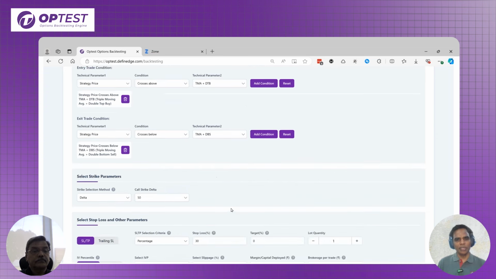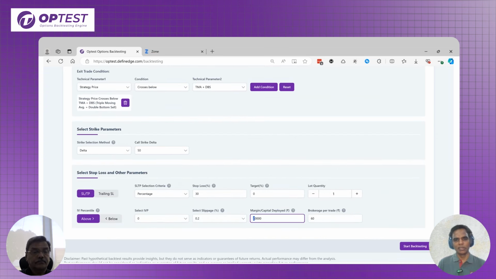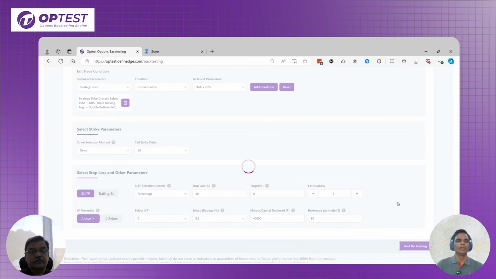So now let's see what happens if we select this criteria. We'll make this 40,000. And remaining everything, it's a call option. So it selects an at the money call option, stop loss of 30%. If the stop loss hits, it exits. If it doesn't, and it gets an exit signal based on the other criteria, double bottom sell below the triple moving average, it will exit on that. So we'll see how this goes.